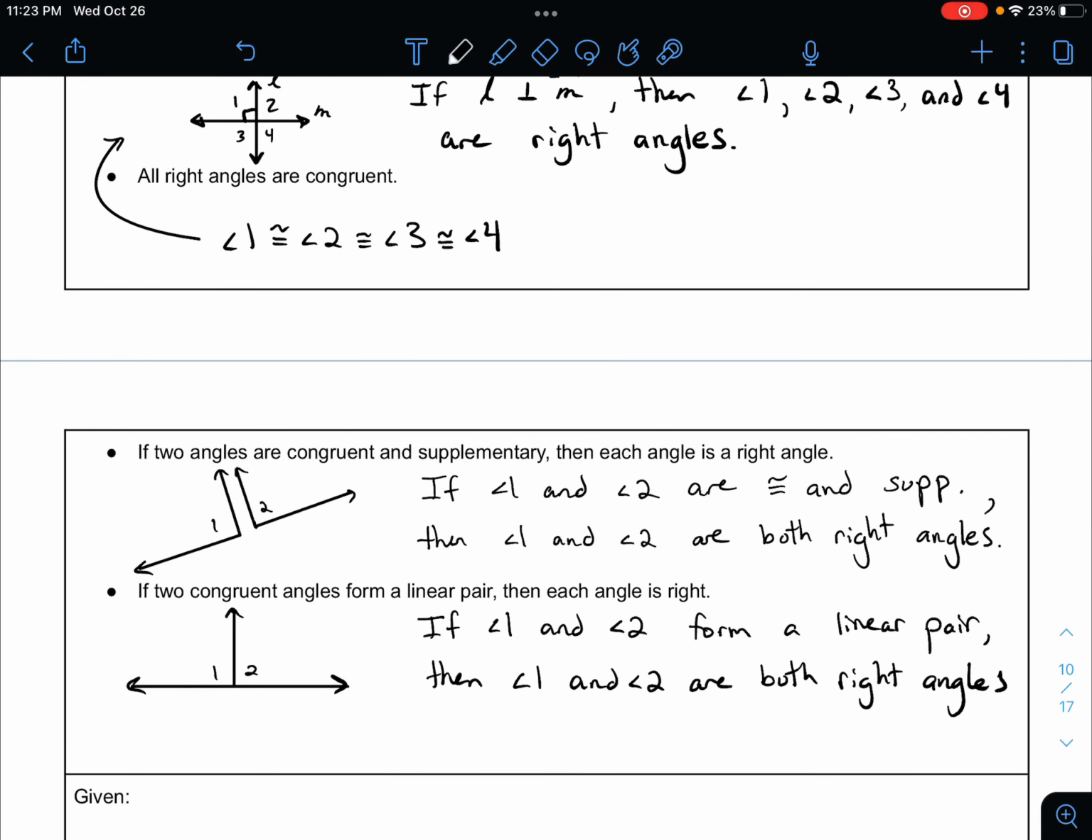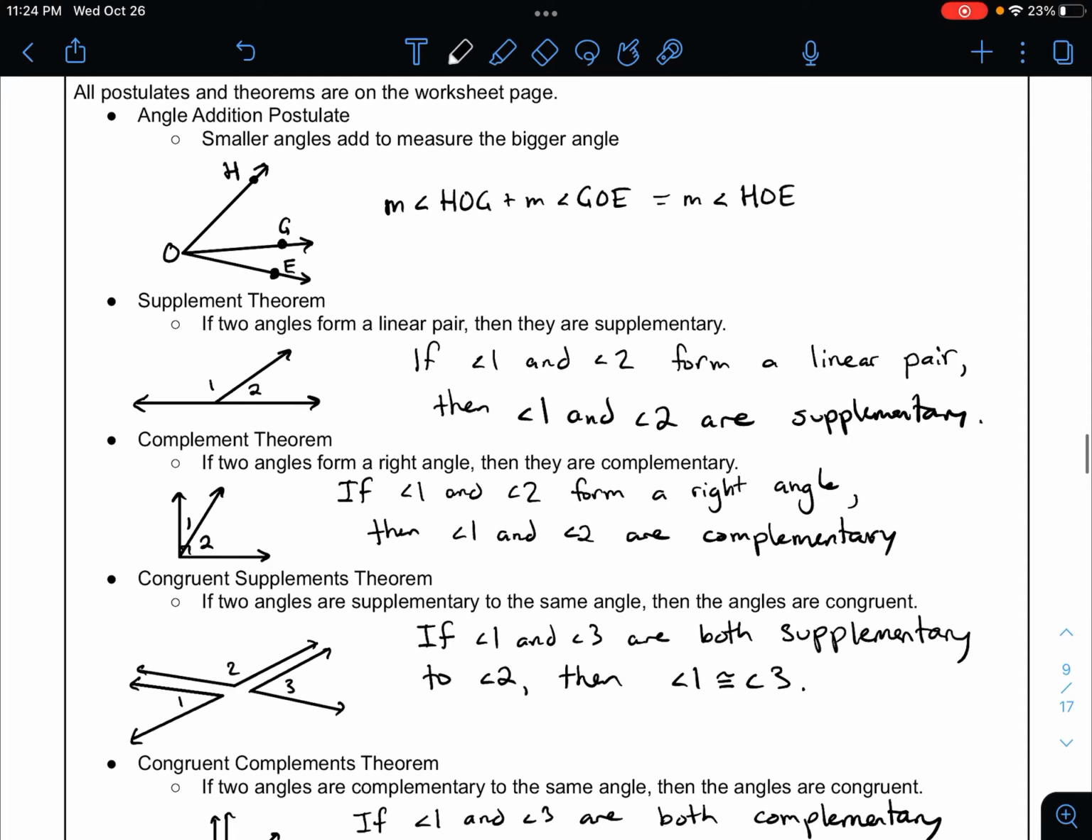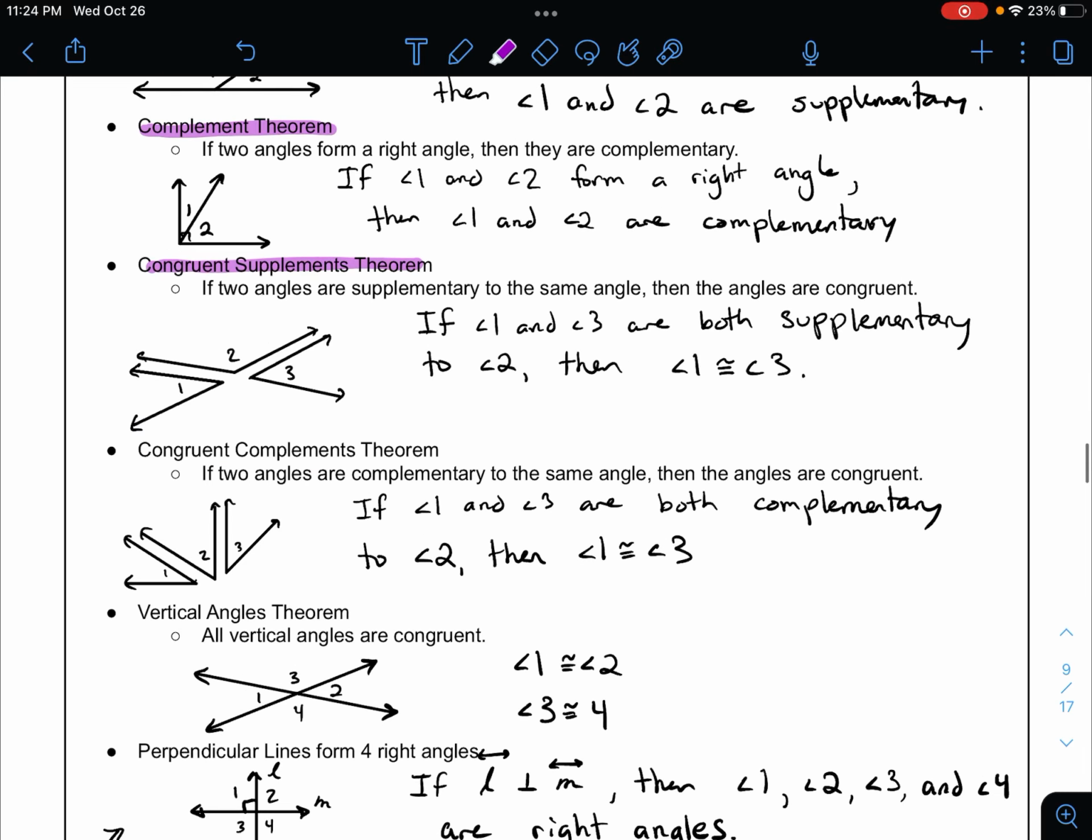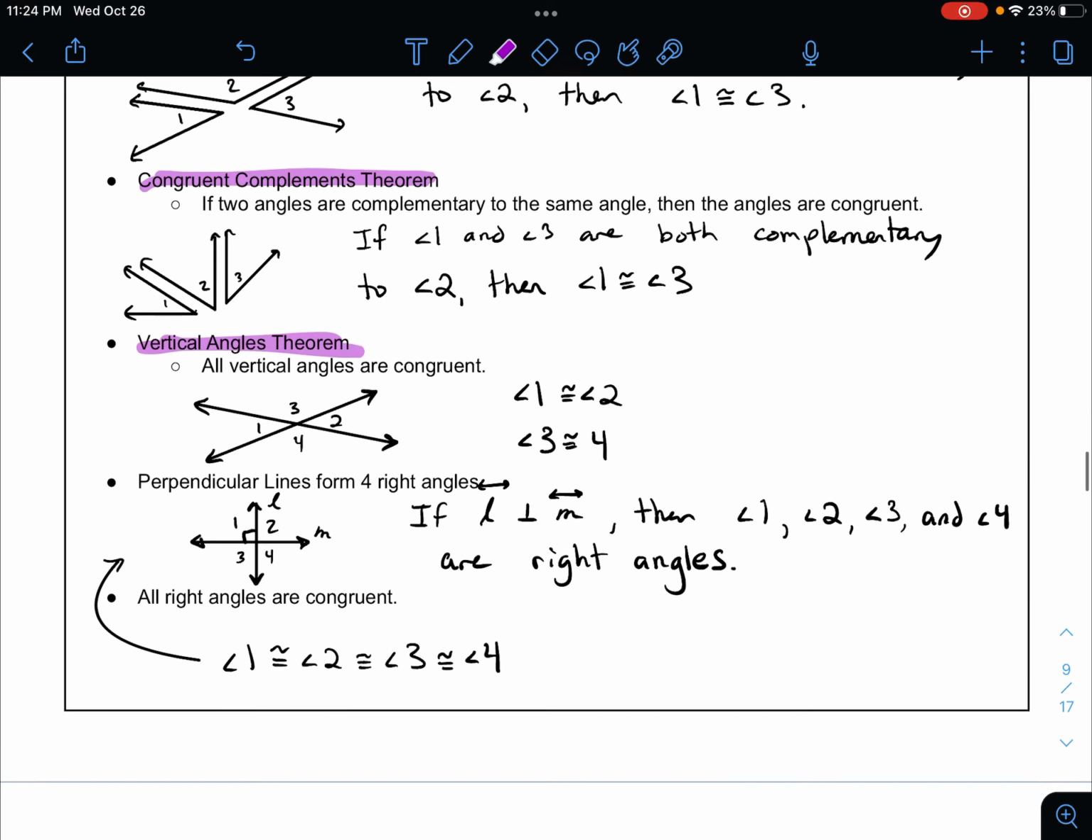So bottom line, right now I'm assuming that you've paused the video and you've written all of these down. When we go through this, we're thinking about what would be the statement and what would be the reason, okay? So the reasons are all of these bullet points. These would go in the reason column. When you're writing your proofs, these are all the reasons that you would use.